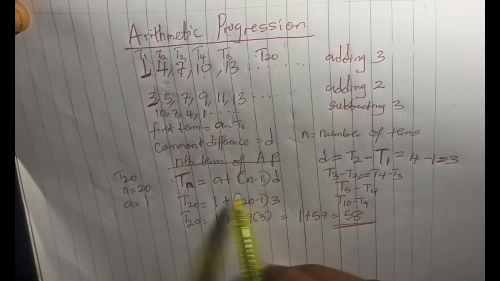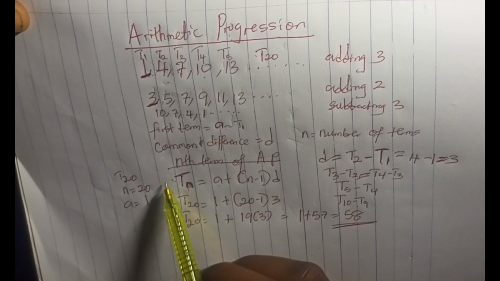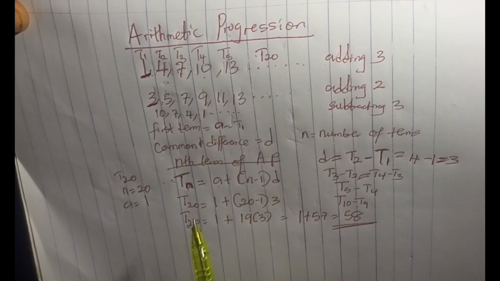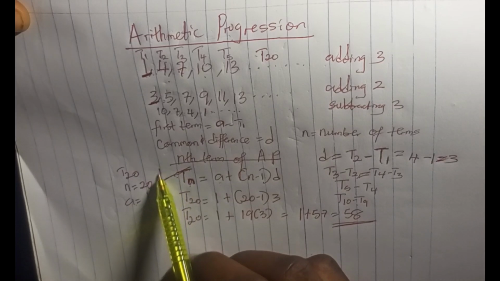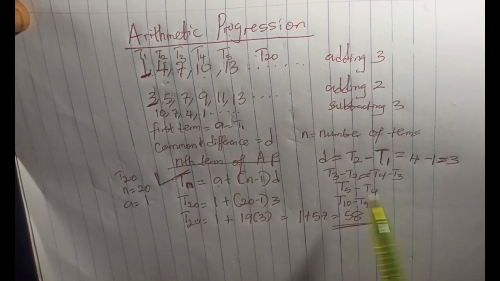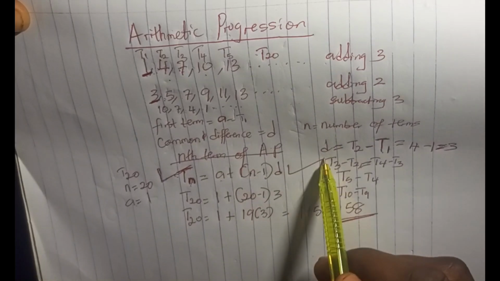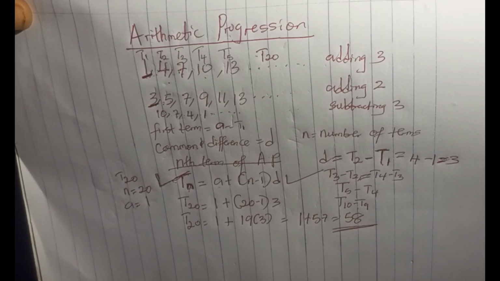Is that clear? So just know that the nth term of an AP, the general formula, is given by a plus n minus 1 times d. But each progression can have its own nth term formula, and we will see some questions having their own formula. But for now, this is the general formula. Does it make sense? So by now, I know you've understood what we mean by arithmetic progression.